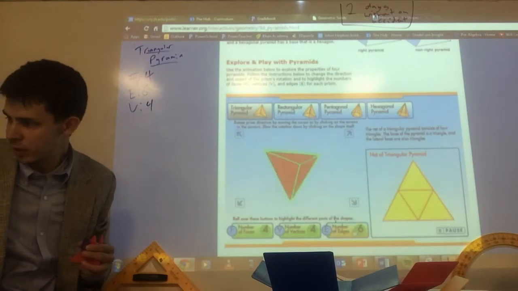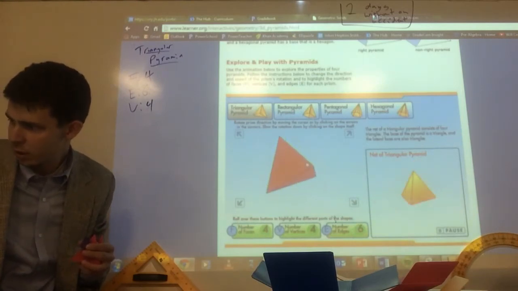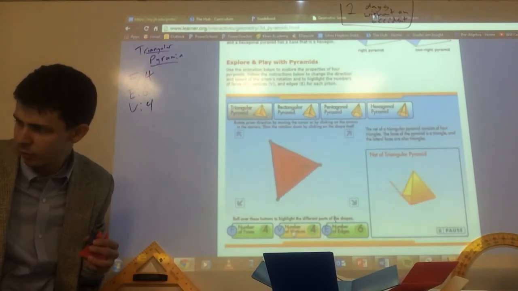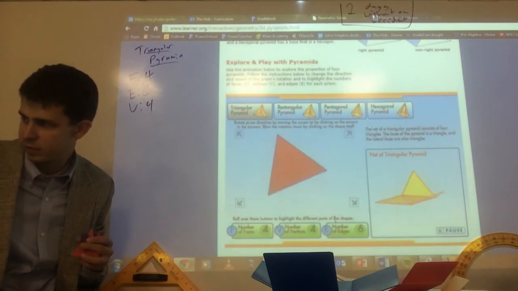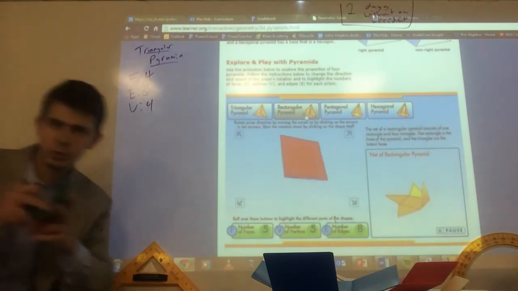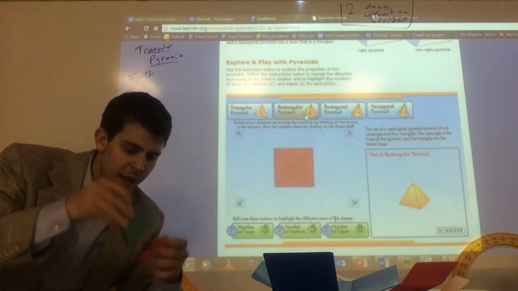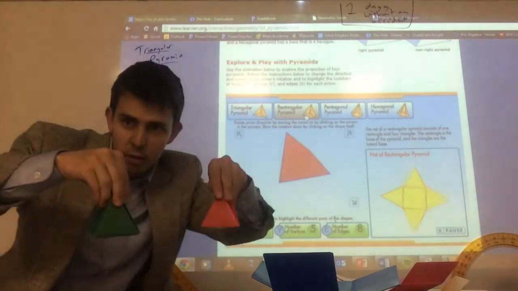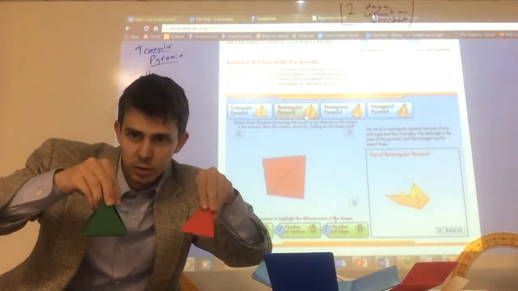Let's just make sure. So we got the number of edges here. We can slowly move it around, and you've got a nice picture of the net here. Number of vertices, there's 4, and number of faces, there's 4. Now let's go to the rectangular pyramid. What is the big difference between the rectangular pyramid and the triangular pyramid? In the base. That's the only difference.